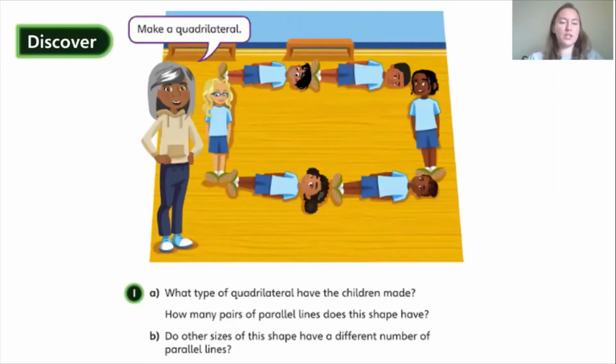Question 1a says, what type of quadrilateral have the children made? How many pairs of parallel lines does this shape have? And part B says, do other sizes of this shape have a different number of parallel lines? Pause the video now and have a go at working out the answers to these questions by yourself. If it helps, you can draw this quadrilateral onto some paper to see if that will help you with the questions. Come back to the video when you're ready for some answers.